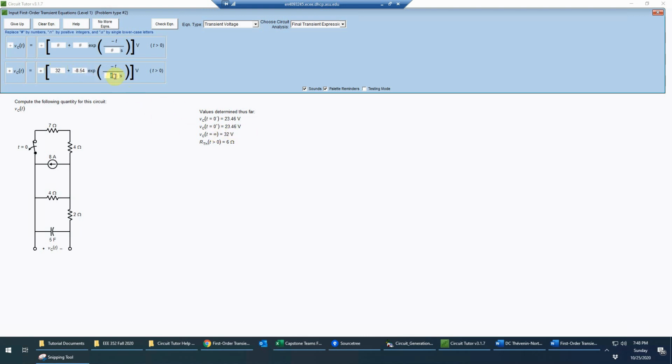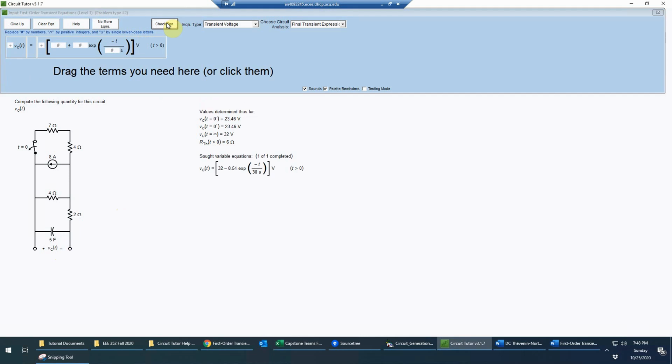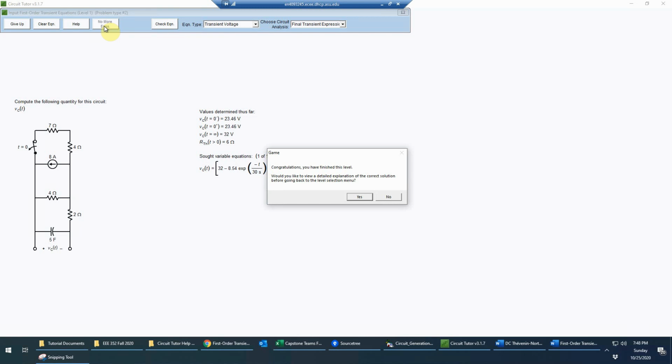And again, this minus this at t equals 0 will give us this 0 plus value, so that should be correct. And finally, I need to enter the time constant, the value of tau here, in the denominator of the exponent. And for an RC circuit, remember that's R-Thevenin times C, which you have to know. And the R-Thevenin, we know, is 6 ohms. The C is 5 farads, so that's going to be 30 seconds, a rather long time constant for this circuit. So now I'm ready to check, and that is correct.